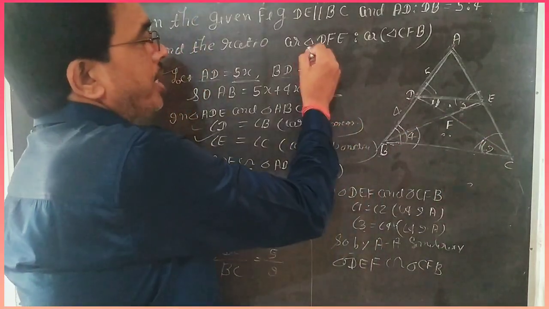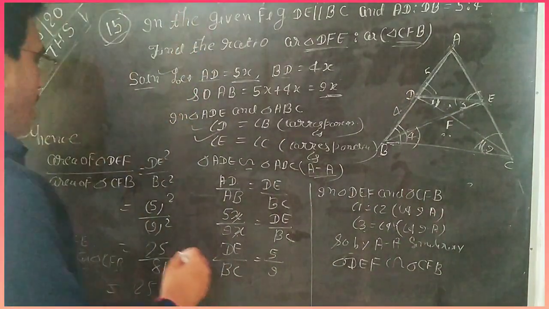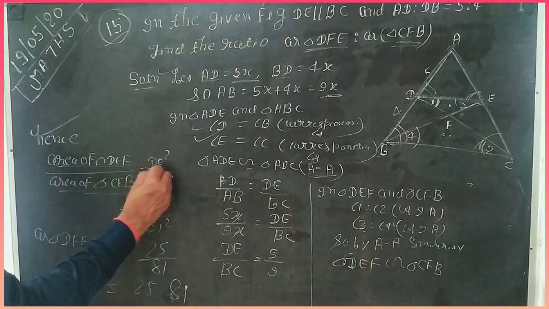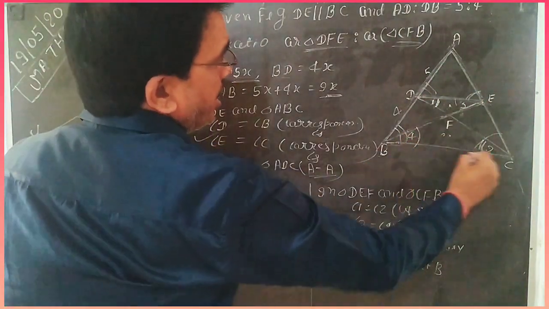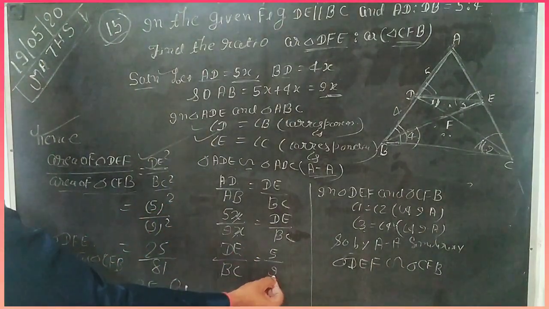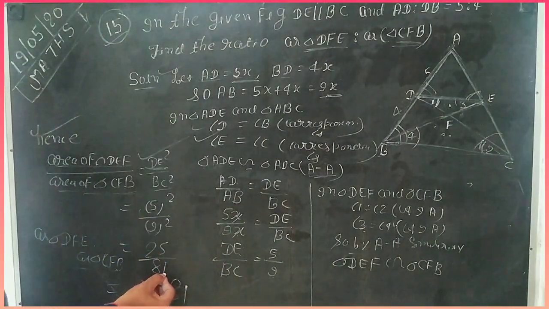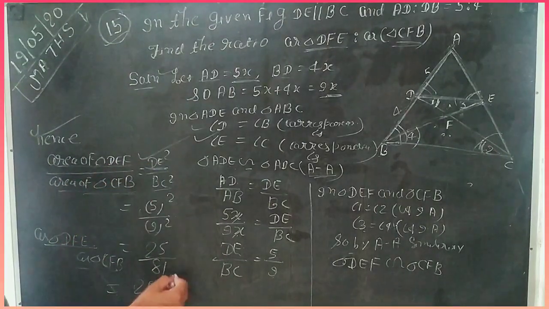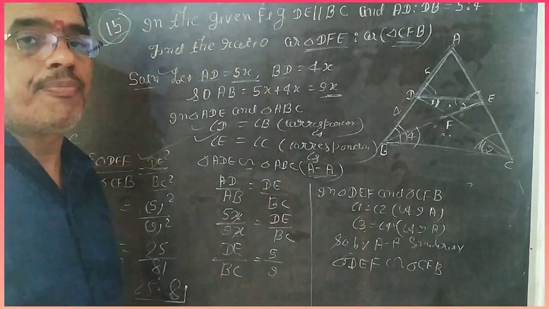Now you find the relation of triangle DFE and triangle CFB. What is the relation between them? Hence the area of triangle DFE to the area of triangle CFB is equal to DE square by BC square. DE is in this triangle and BC in this triangle. DE by BC is given as 5 by 9, so 5 by 9 whole square, which gives 25 by 81. So the ratio of the area of DFE to the area of CFB is 25:81. This is the last question of example 7C.